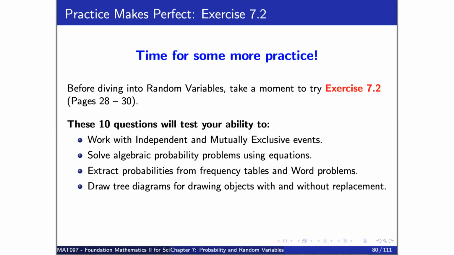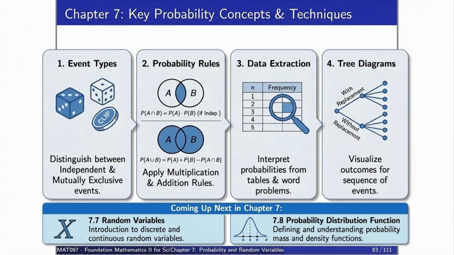Excellent work today. Before we move on to random variables, I highly recommend you test your skills on exercise 7.2, located on pages 28 through 30. These 10 questions will test your ability to work with independent and mutually exclusive events, extract data from tables, and draw complete tree diagrams. This concludes our review of key probability concepts and techniques, including event types, probability rules, data extraction, and tree diagrams. Next, we will cover random variables and probability distribution functions.